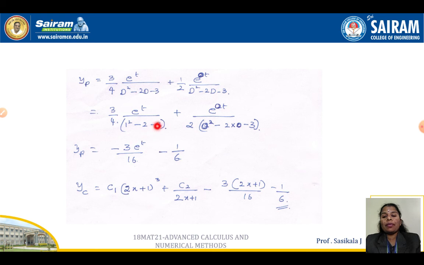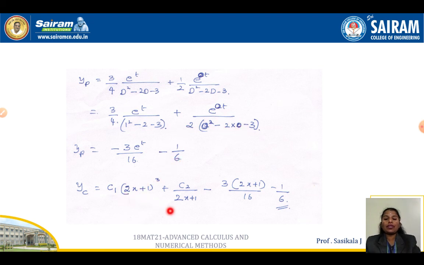So 3 by 4 e power t by the substitution. It is a first type. D has to be replaced by a. So this is also the first type. You can check whether its denominator is getting 0. It is not 0. If you substitute, it is 1 minus 2 minus 3, which is minus 4. So 4 into 4 will be 16. So minus 3 e power t by 16. And here also you will get only the term, minus 3 into 2 will be minus 6.